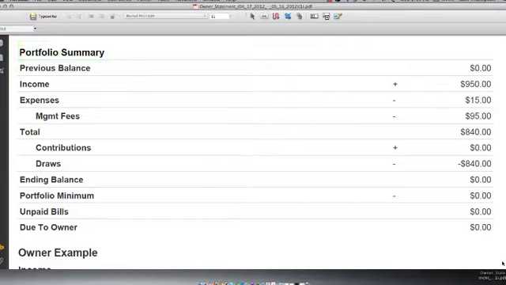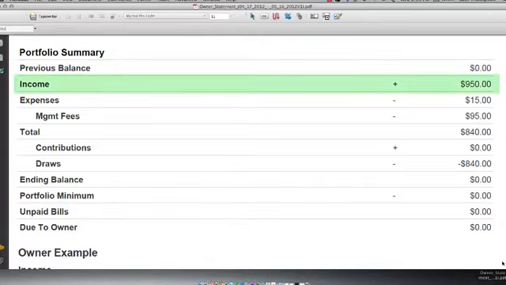The previous balance is the balance that the portfolio had at the end of the last statement. In this case, it is $0, which shows that the owner was sent the remaining balance in his account at the end of the last statement.